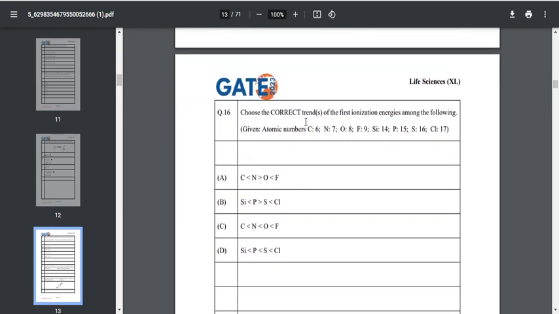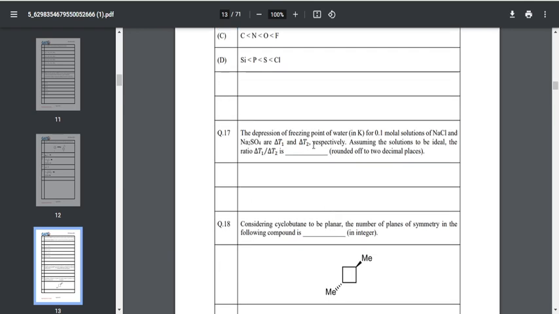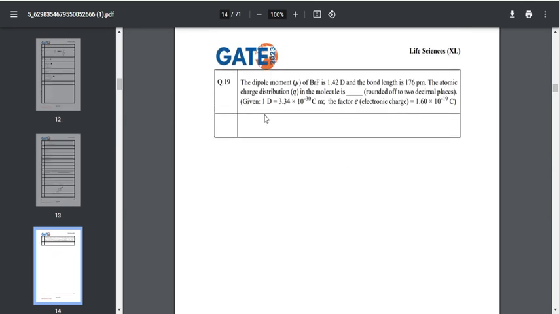Next, choose the correct trends of first ionization energies among the following. So for question number 16, the correct answer is both C and D are correct. Next, for this particular numerical answer type question number 17, 0.67 is the correct answer. Next, for 18, consider cyclobutane to be planar. The number of planes of symmetry in the following compound is 1. So 1 is the correct answer.